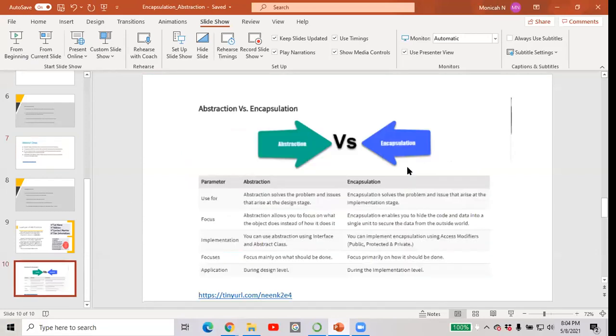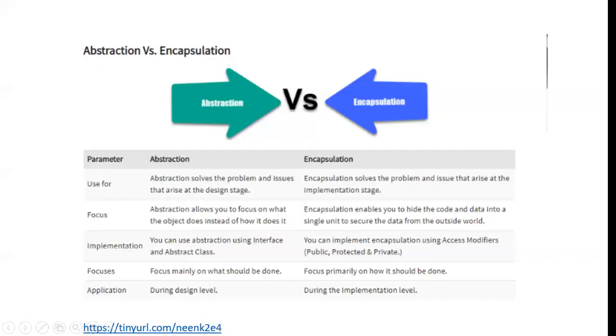This is just a highlight of the differences between abstraction and encapsulation. So abstraction resolves the problems and issues that arise at the design stage. So we said we only have an idea, we don't know what it is, so we resolve that. And then encapsulation solves the problems and issues that arise at the implementation stage. We want to hide our code, we don't want people to manipulate it. Now the focus. Abstraction allows you to focus on what the object does instead of how it does it. Encapsulation enables you to hide your code and data into single units to secure the data from the outside world.